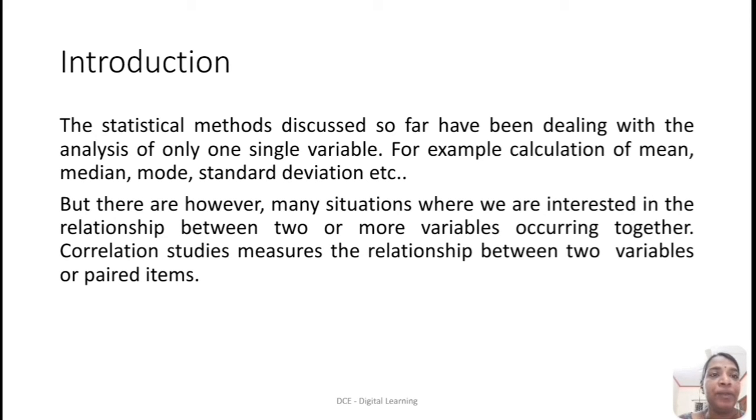Statistical methods that we have discussed so far have been dealing with the analysis of a single variable. So only a single variable we have studied. For example, the calculation of mean, where we find the average height of students, average marks scored by the students, or median, that is the middle value, mode, the variable with the highest frequency, standard deviation, quartiles, skewness. Everything was dealing with only a single variable.